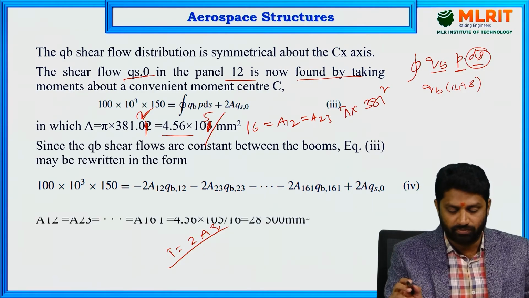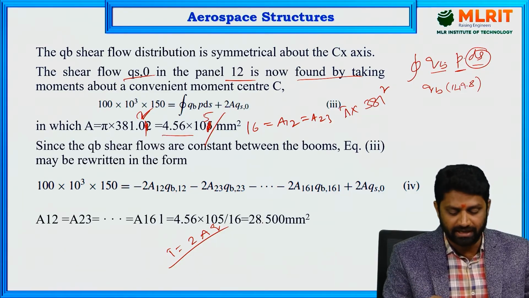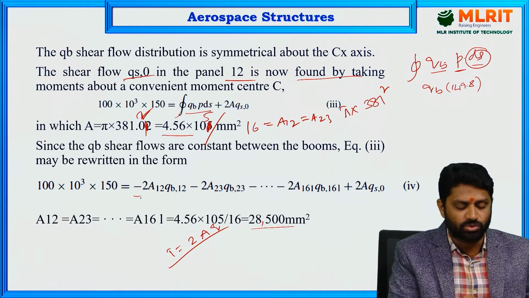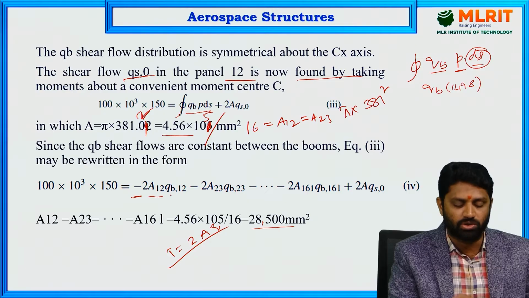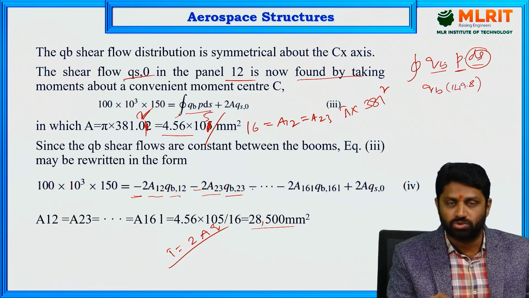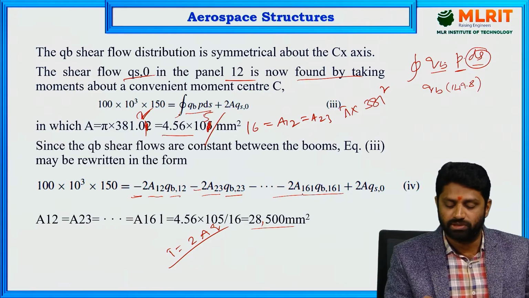So each area is equal to 28,500 mm square. When you write this equation on the right side, the cyclic integral of QB into P ds means minus 2AQ. So minus 2 into A12 into QB12, minus 2 A23 QB23, minus 2 A34 QB34, and so on, up to minus 2 into A16 QB16, where you stop.